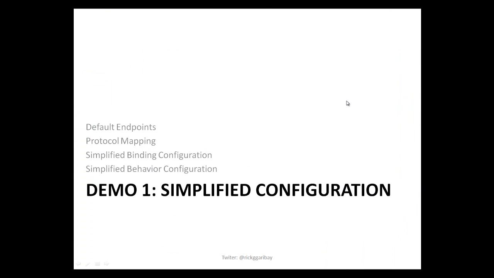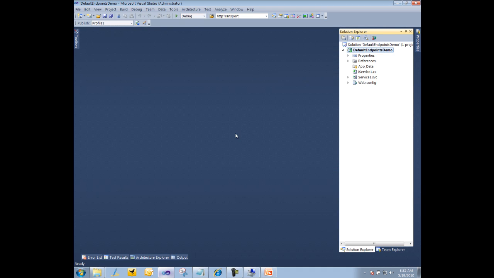All right, so in this demo I talked about the simplified configuration experience in WCF4, including default endpoints, using protocol mapping, and then demonstrating the simplified binding configuration and behavior configuration in WCF4. So let's just jump right into the code. We looked at a very simple service implementation here.